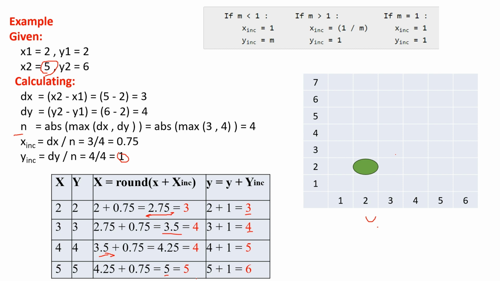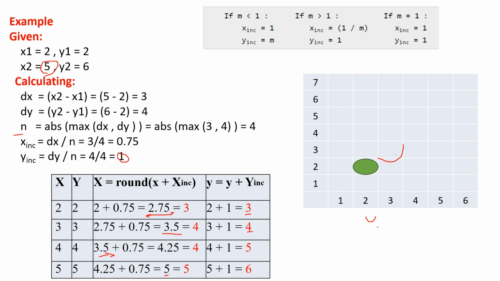So for plotting the point, we consider the round up value only. The round up value is taken, not the exact accurate value. We take the absolute value only. Actually, 2.75 is the exact answer, but it is taken as 3 only. So for the 3, here as 3 comma 3, we have to plot the point.